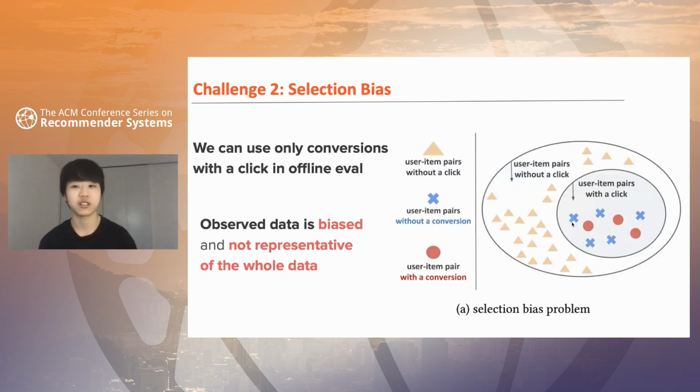And the other challenge is the selection bias issue. Again, we can use only conversion indicators with a click in the offline evaluation task. And observed conversion data is often biased by many sources, such as position bias, presentation bias, or bias from the past recommendation policy. I think many of you remember yesterday's amazing keynote lecture on bias in interactive systems, and we have to address the same thing in the offline evaluation task.